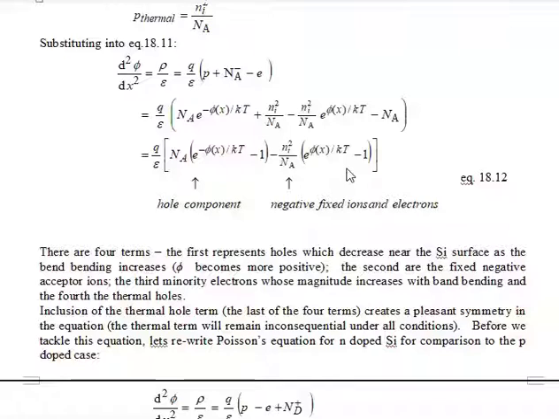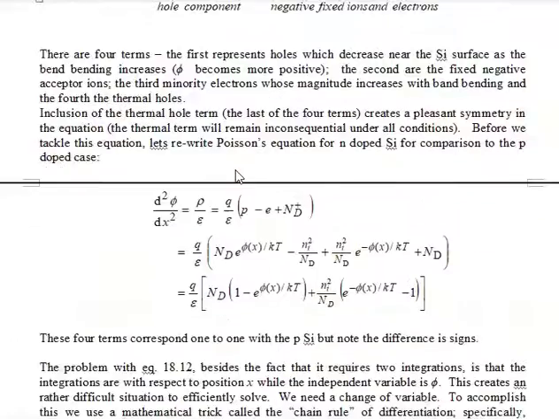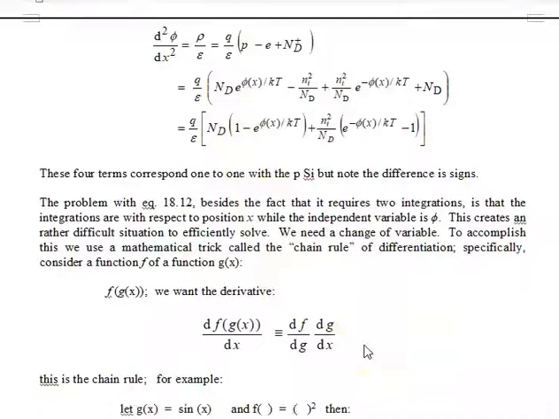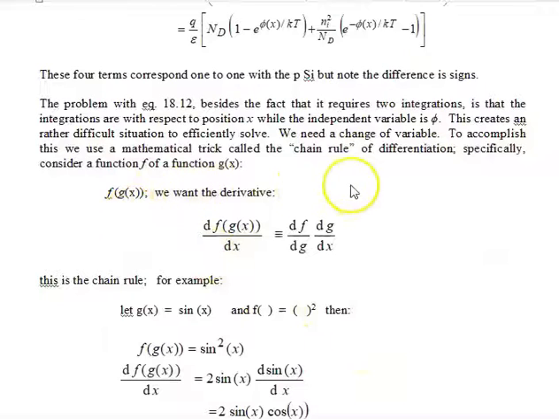Well, not me personally, I'm not that clever. But people looked at this and said, we have to change this. We've got to make this into a form which I can integrate. And the way we do that is we change the variable. We need to change the variable from x to phi. And that's what we do here, and we use the chain rule.